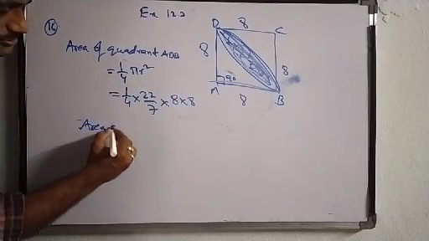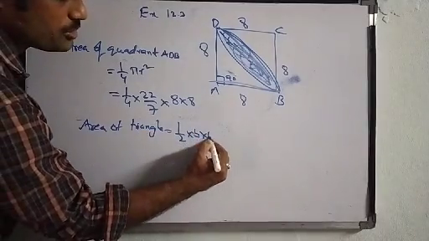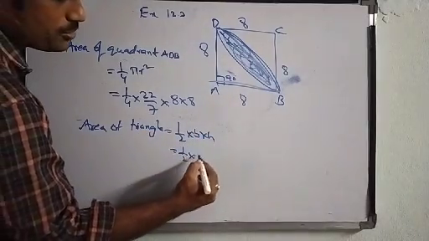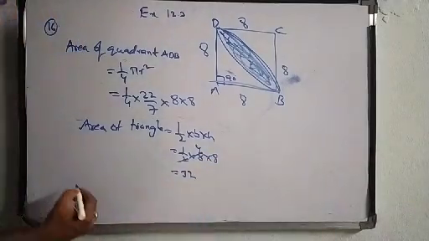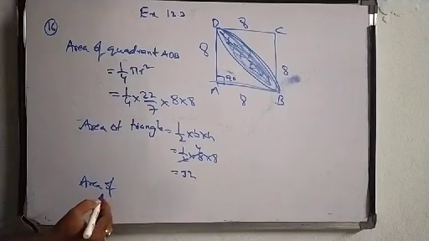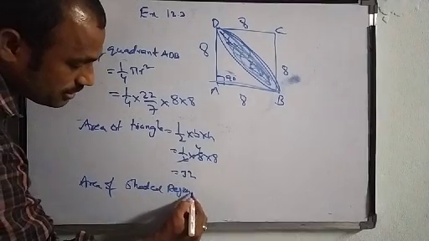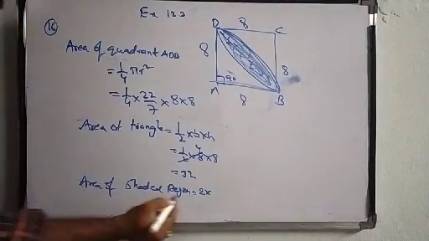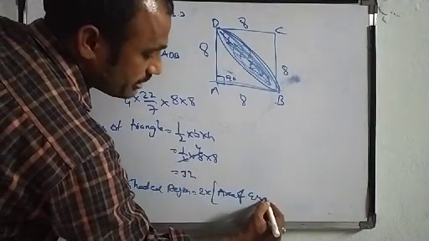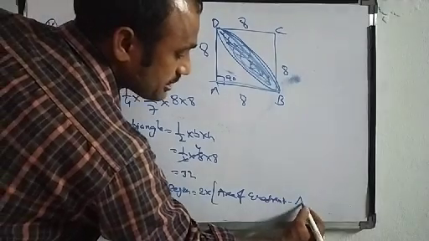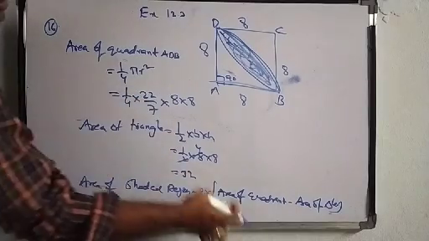Next, area of triangle, that is half into base into height. So half into 8 into 8, so which is 32. So therefore area of shaded region is equals to 2 into, so why I am writing here 2 into, I will say 2 into area of quadrant minus area of triangle. Now look at here, you can substitute the values here, you will get the answer.